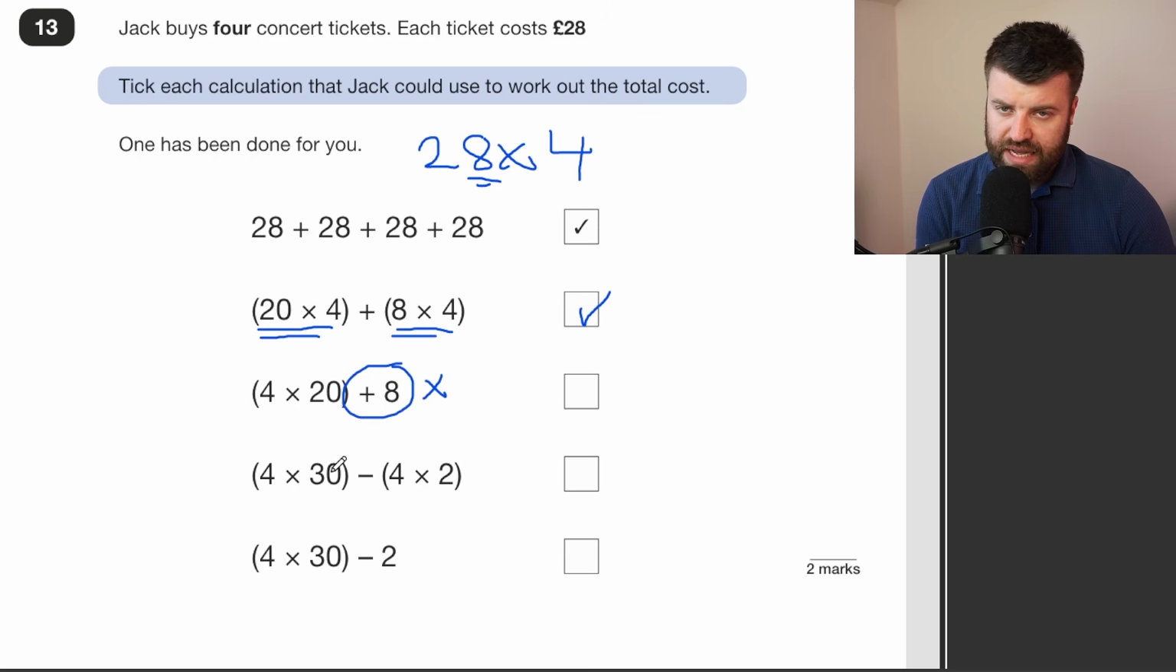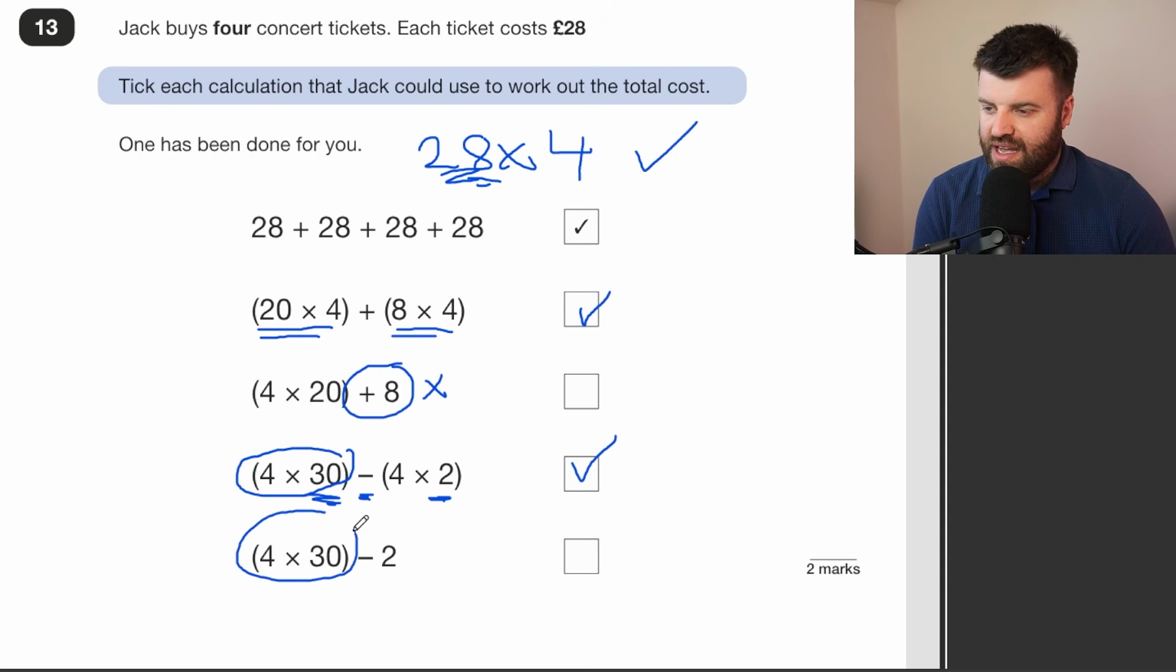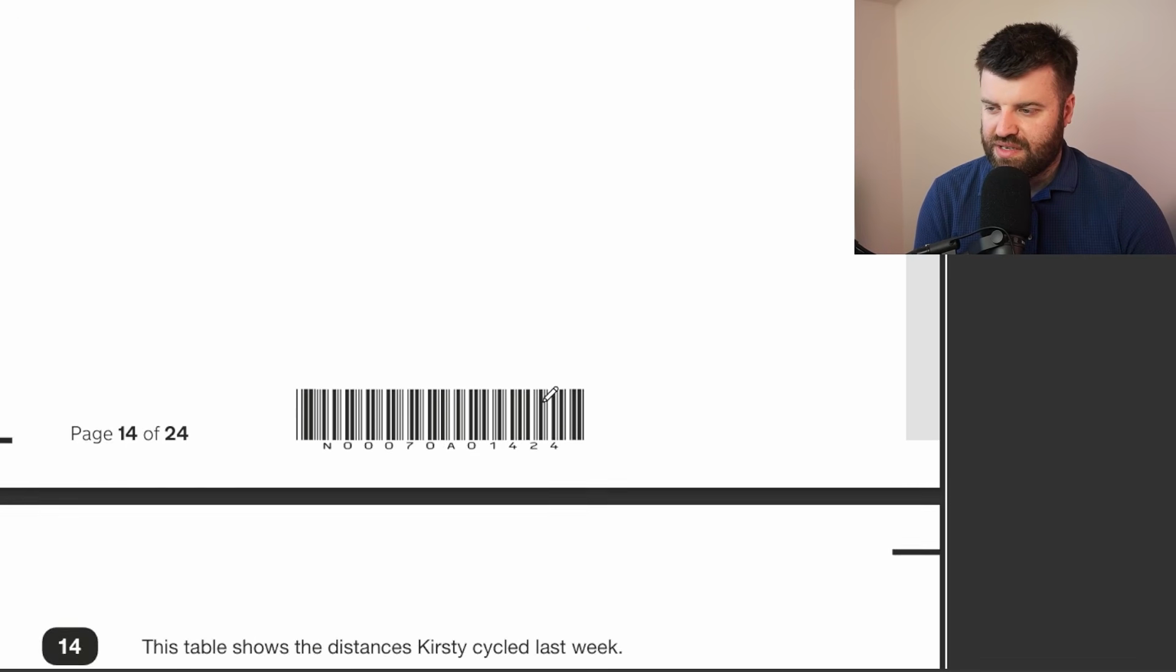4 times 30. Okay, so I've got 30 lots of 4. I want 28 lots of 4. So that's too much. But look what happens next. I take away 2 lots of 4. 30 lots of 4, take away 2 lots of 4, is 28 lots of 4, which is going to give me the total. So that one does work. And then finally here, 4 lots of 30. Again, look, this is what I started off with here. I took away 2 lots of 4. This is just taking away 2. That is not enough. That is not going to give me the correct total. So it's just those two there for your 2 marks for question 13.